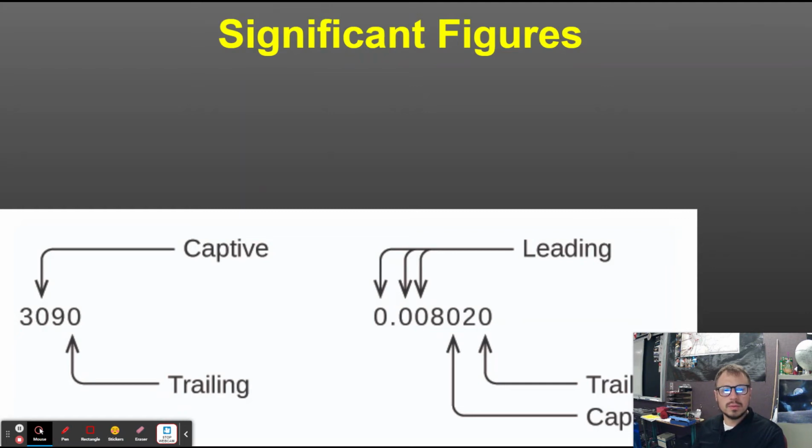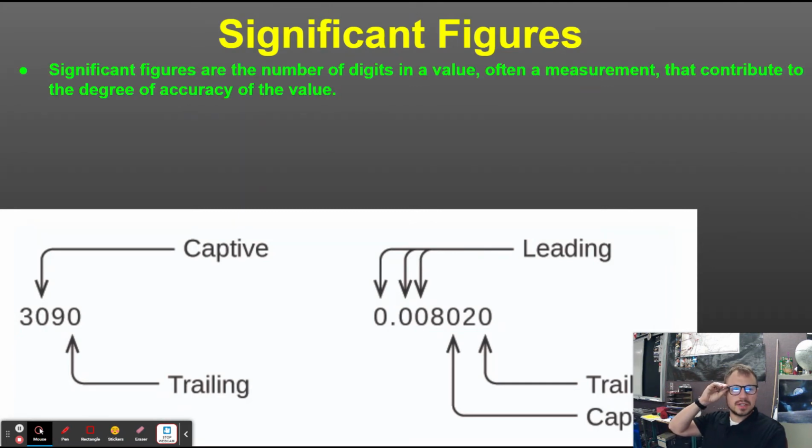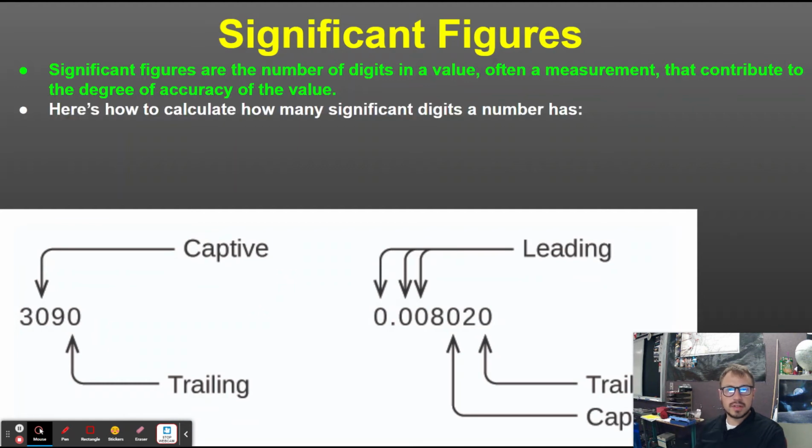So why do we do this? Significant figures are the number of digits in a value, often a measurement, that contribute to the degree of accuracy of a value. So when we're in science class, we need to know which of those digits contribute to the accuracy of that value. Let's look at how to figure out which digits are significant and which are not.